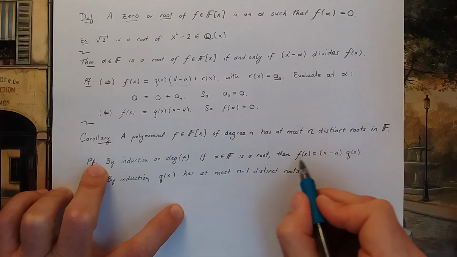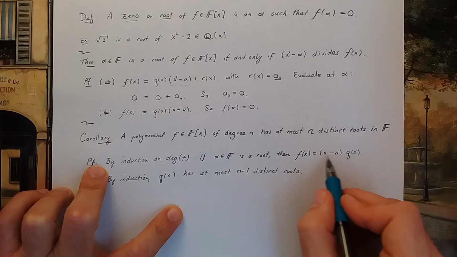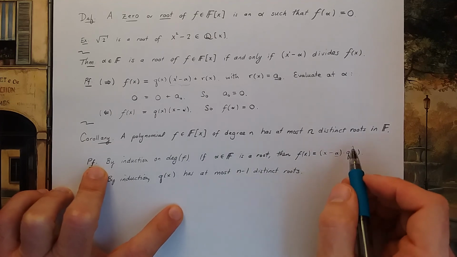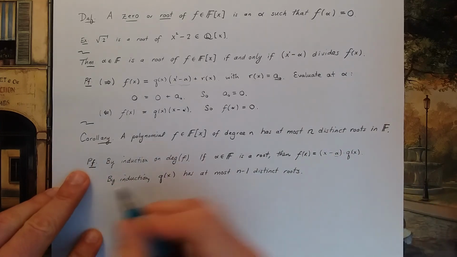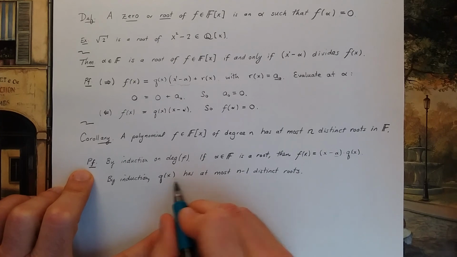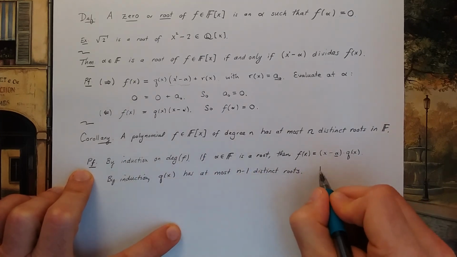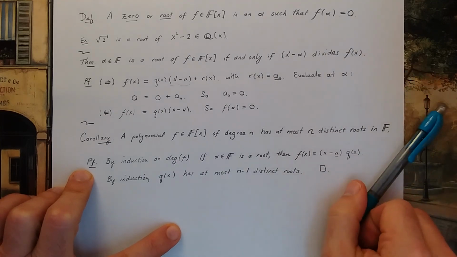The roots of q and f match except for alpha, so that means we're done. f has the roots that q of x has and possibly one new one in alpha. So I think we're done. All right, great.